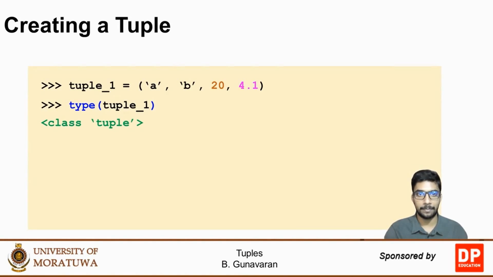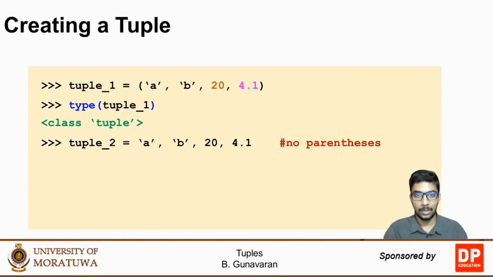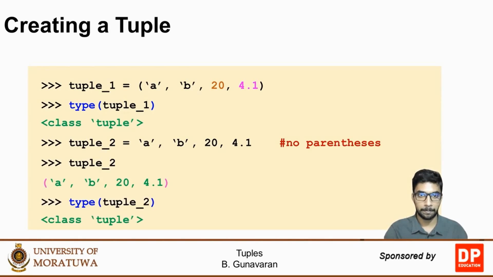In the previous slide, we mentioned that it is not mandatory to have the parentheses when creating tuples. Here, we have another variable named tuple2, which contains the same set of elements as tuple1, but without the parentheses. If we print tuple2, you can see that the system has added the parentheses by itself. If we check the data type of tuple2, it is indeed a tuple.